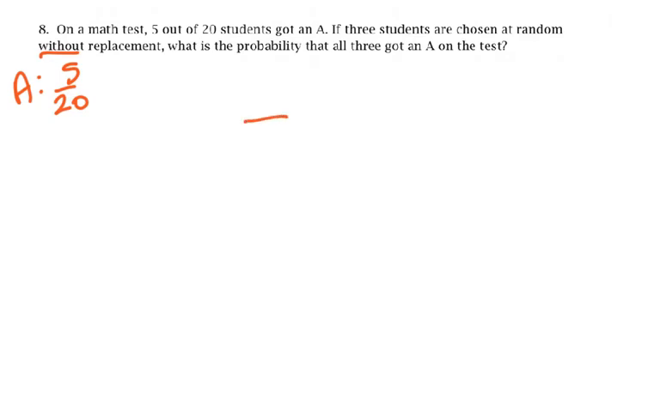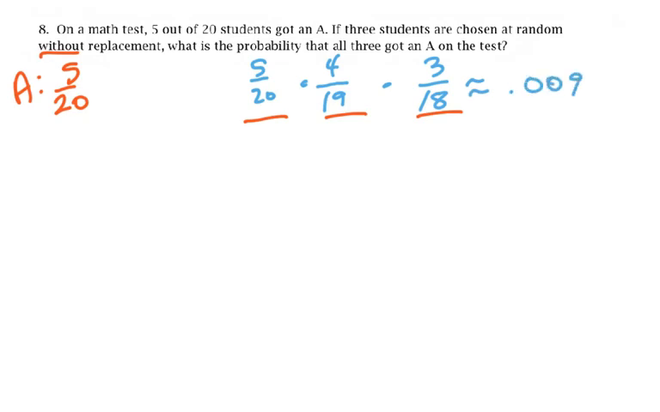So think about it like this. You've got 3 places to put somebody. The first time you choose a student, there's a 5 out of 20 chance that they got an A on the test. If you go back to get another student, there's only 4 students left who got an A, and there's only 19 students left. And then if you go back for a third one, there's only going to be 3 students left that have an A, and only 18 students left. And so what you're going to do is multiply all 3 of those numbers together. And you can use a calculator and get a decimal here, and you're going to get about 0.009. So less than a 1% chance. That's not very likely that that's going to happen, but it is a possibility.